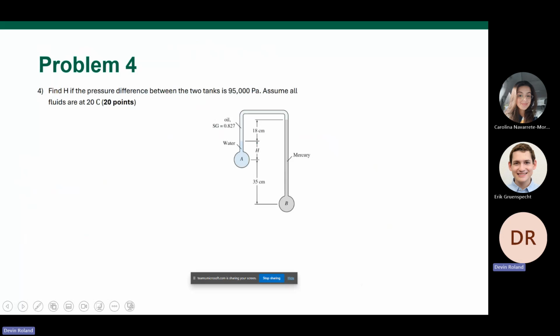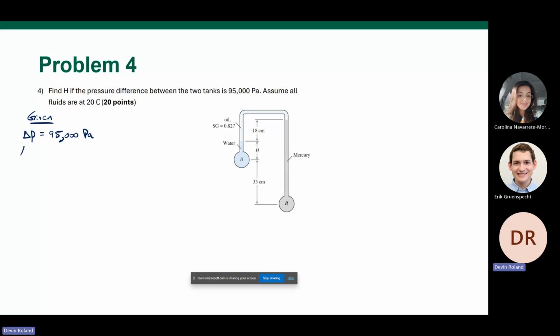So we're on problem 4. We did problems 1 and 3, and then I skipped 2 because I need to come back to that in a second. But we're doing 4, and then 5 will be more in depth. So we have the system, and we're looking for H, which is the distance from point A to the interface between the water and the oil, and we know that the pressure difference between these two tanks is, which I'll call delta P, 95,000 pascals.